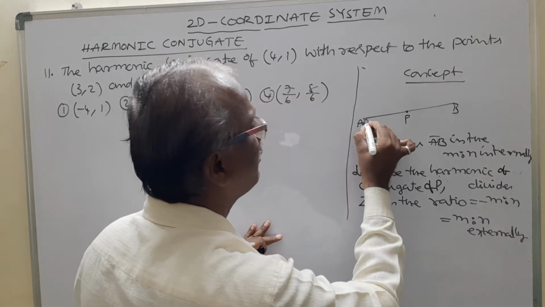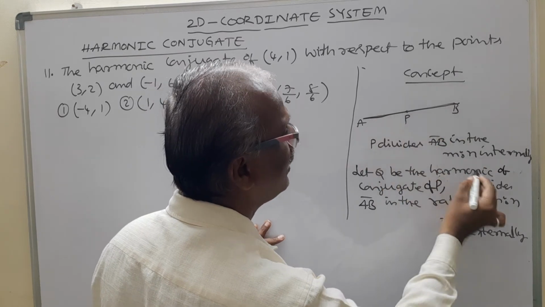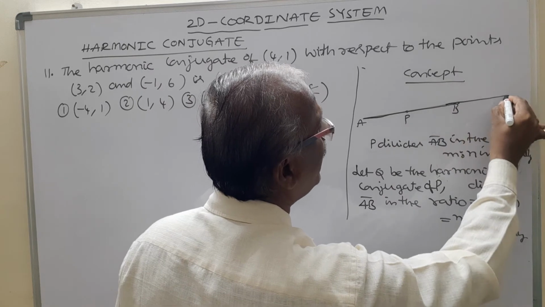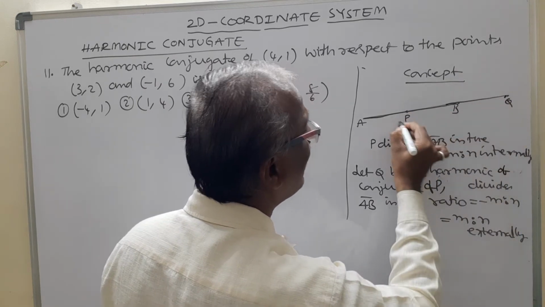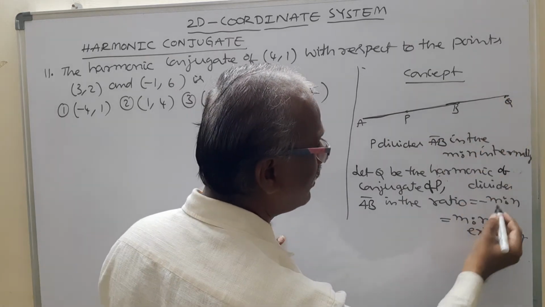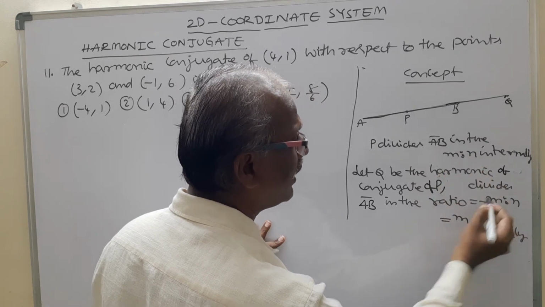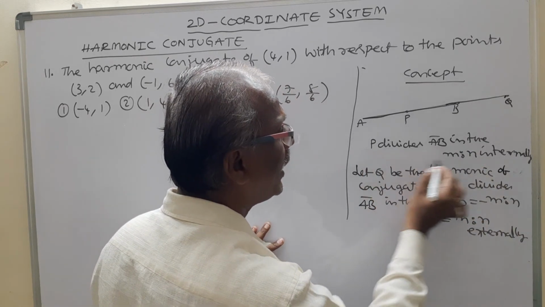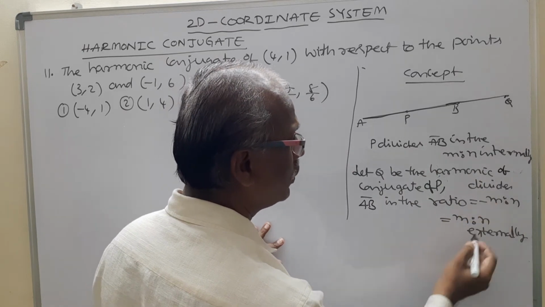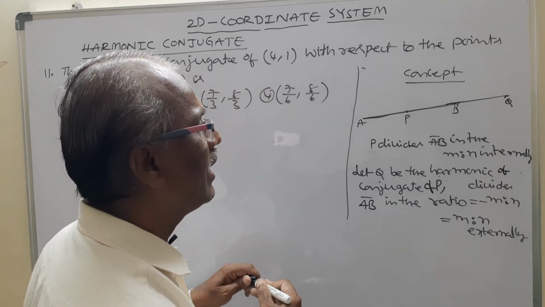Here once again, this is the AB line segment. P divides AB internally. The ratio is m:n. If Q is the harmonic conjugate of P, it divides externally. The ratio is -m:n. If the ratio is positive, the harmonic conjugate ratio is negative. If the ratio is negative, the harmonic conjugate ratio is positive. If positive, the point divides internally. If negative, the point divides externally.